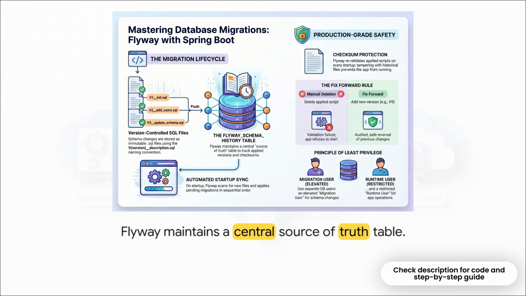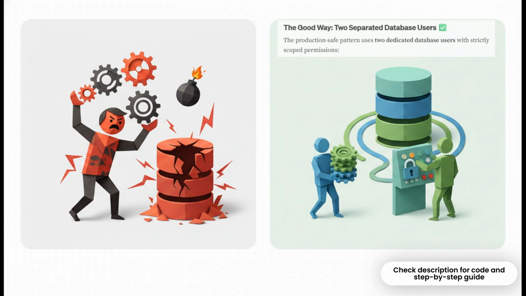To really understand why this matters, we kind of have to contrast the dangerous default way of doing things with the secure enterprise-grade approach. The most common setup, and what we'll call the absolute bad way, is using one single shared database user for both your application runtime and your database migrations. If your app needs the ability to alter tables during a deployment and it's using that shared user, it essentially retains that massive destructive power 24/7.